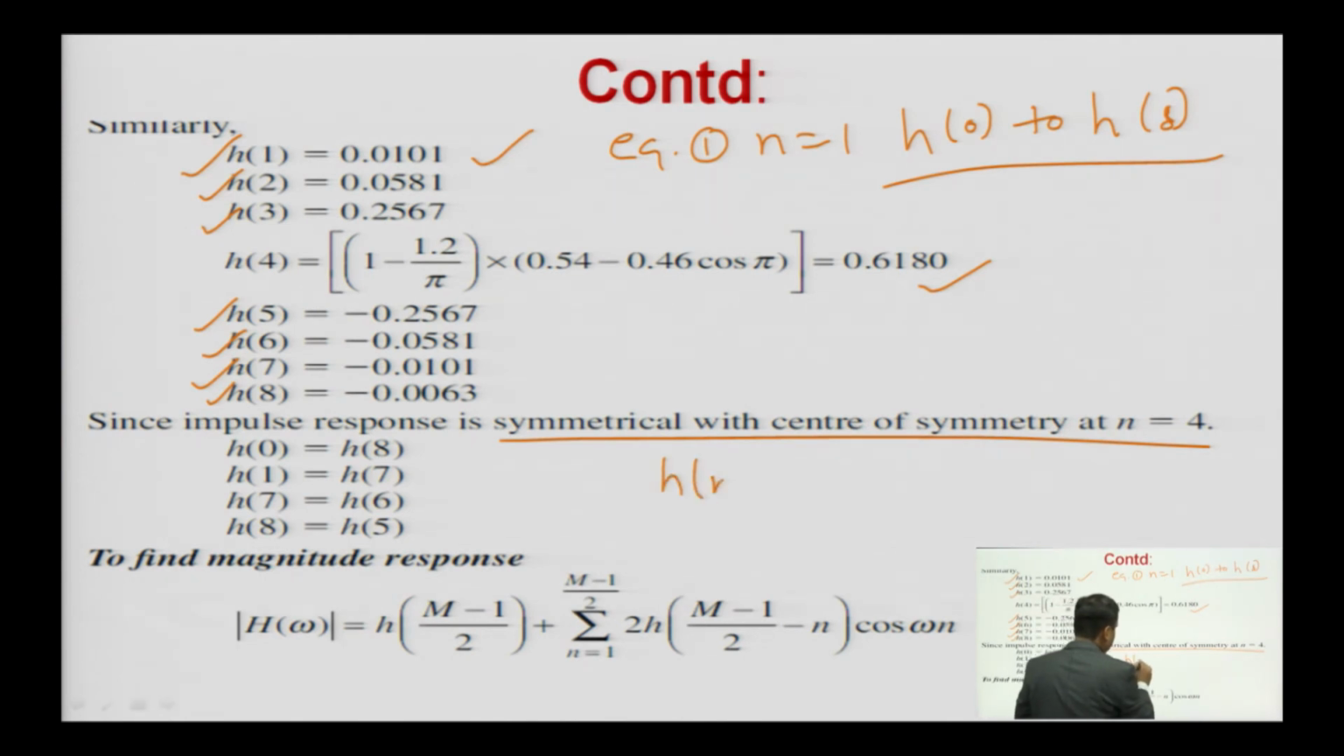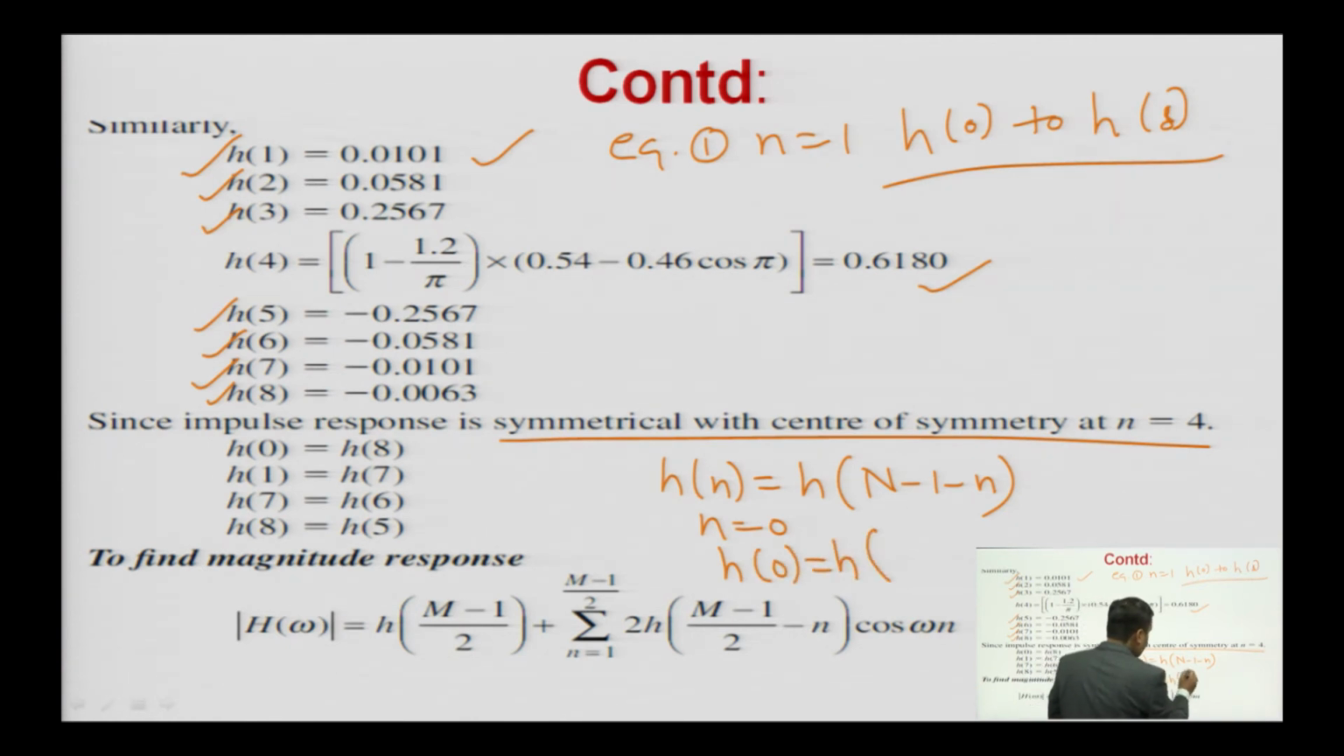h of n is equal to h of N minus 1 minus n. If you put small n equal to 0, it will be h of 0 is equal to h of N minus 1 minus 0, where N is the length of the filter. So, it will be 9 minus 1 minus 0, so h of 8. Okay. So, similarly, h of 0 is equal to h of 8 because it is symmetric.